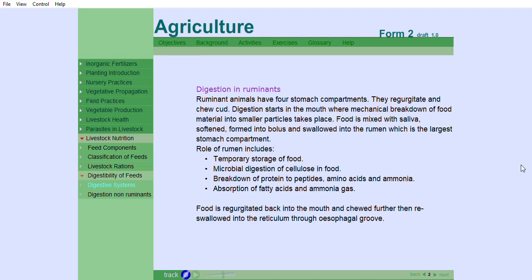Roles of the rumen include temporary storage of food, microbial digestion of cellulose in food, breakdown of protein to peptides, amino acid and ammonia, and absorption of fatty acids and ammonia gas. Food is regurgitated back into the mouth and chewed further, then reswallowed into the reticulum through the oesophageal groove.